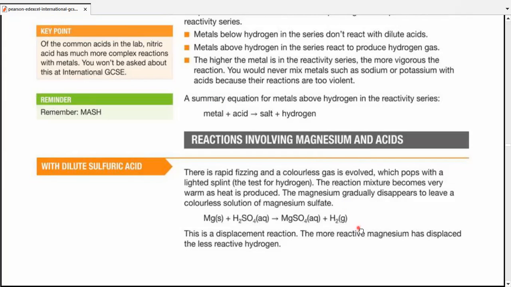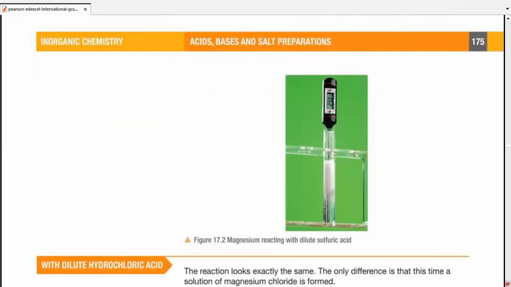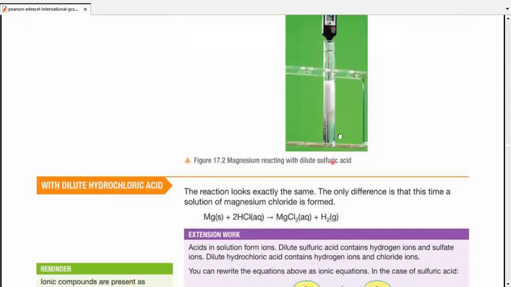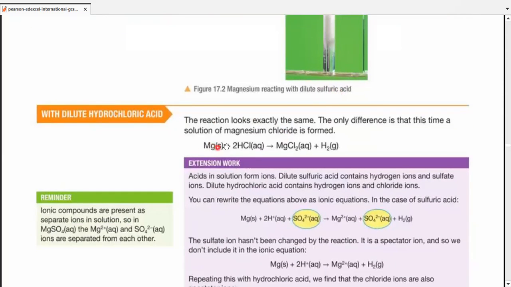Are we clear? Okay. So moving on, this is the effervescence, or the bubbling, produced during this reaction. With dilute hydrochloric acid, the reaction looks exactly the same. The only difference is that, as we are reacting it with hydrochloric acid, a chloride salt would form, magnesium chloride to be exact.